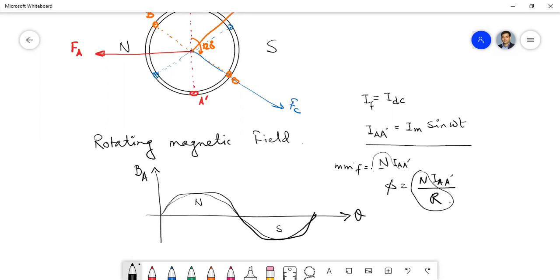So if the current varies sinusoidally, how will this field vary? After some time, for a different value of current, it will be like this. The same North Pole and South Pole will be there, but their amplitude will be reduced for reduced current. Because if we plot the sinusoidal current, the current is like this.